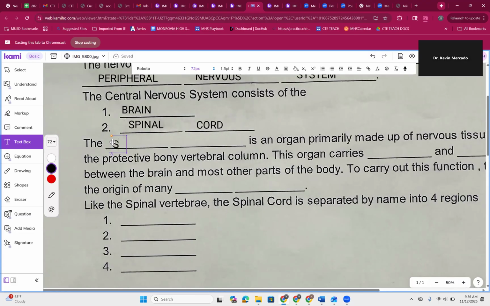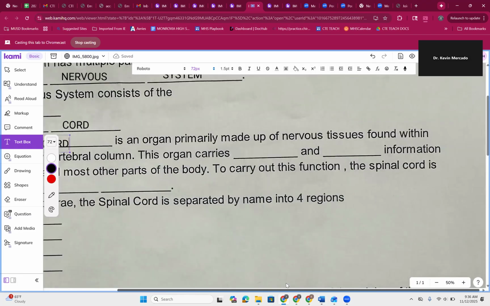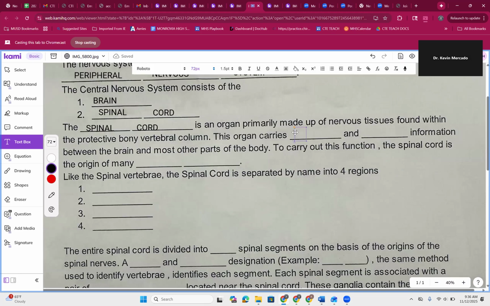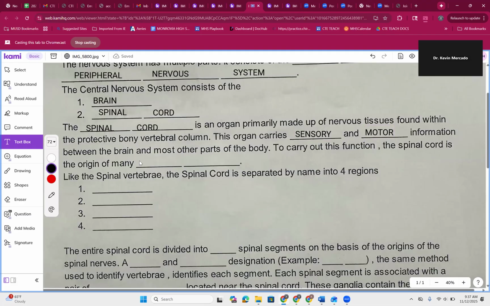The spinal cord is an organ primarily made up of nervous tissues found within the protective bony vertebral column. This organ carries sensory and motor information between the brain and most other body parts. To carry out this function, the spinal cord is the origin of many spinal nerves.